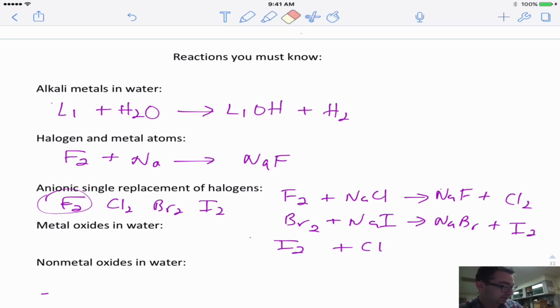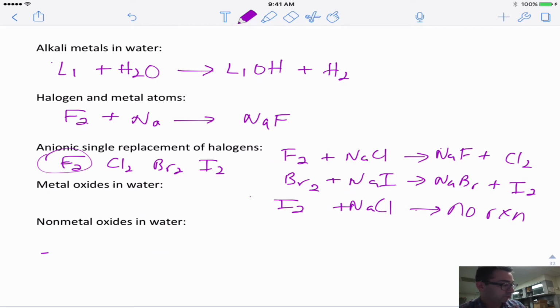Now if I put iodine with any of the other elements, iodine with chlorine for example, in the chloride, there will be no reaction. So it's important to know that when we look at the halogens, the most active of them is fluorine. It can replace any other halogen in a compound. Chlorine can only replace bromine or iodine. Bromine can only replace iodine. Iodine can't replace any of them.